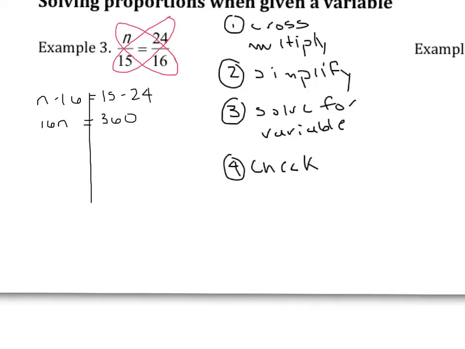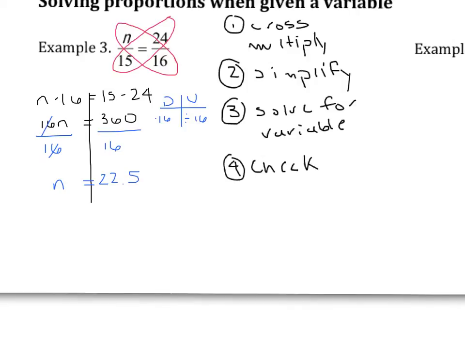Now I'm going to solve for n. I'm going to make a quick do and undo box. What's happening to n right now? It's being multiplied by 16. How do you undo multiply by 16? You divide by 16. So I'm going to divide both sides by 16. My 16s cancel out. I'm left with n equals, and 360 divided by 16 is 22.5.